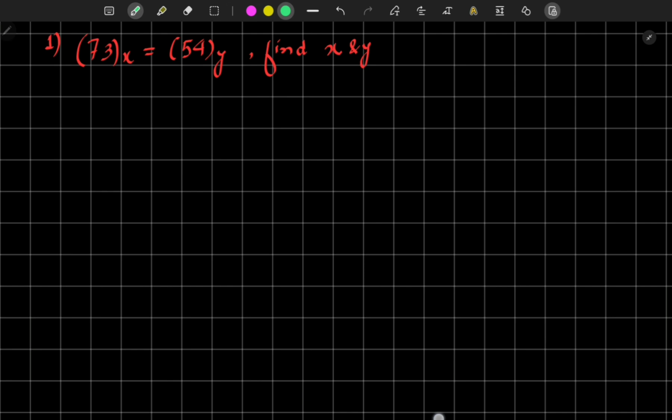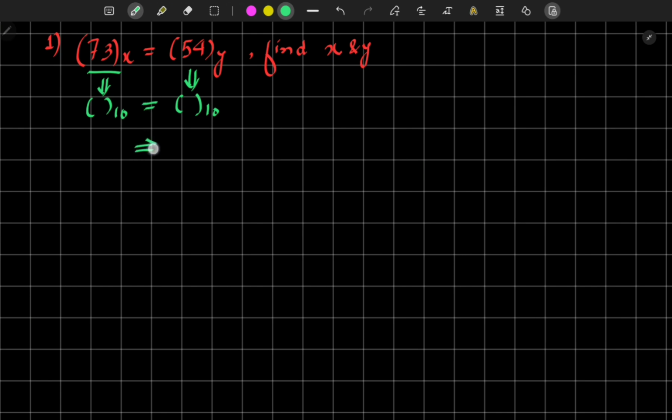The first problem is 73 with base x is equal to 54 with base y, so that the two numbers are equal, and what we need to do is find x and y. So the concept here is that we convert this number into a decimal number first, and similarly we convert this number to a decimal number, and we equate these two numbers, and this will be very easy for us.